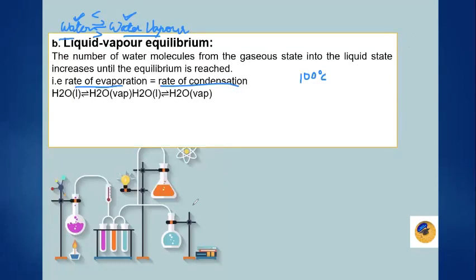I hope that was clear. I'll read it again. Liquid to vapor equilibrium. The number of water molecules from the gaseous state into the liquid state increases until equilibrium is reached. That is, rate of evaporation equals rate of condensation. Great, I hope you all have understood. Now we'll move on to the next phase transformation process.